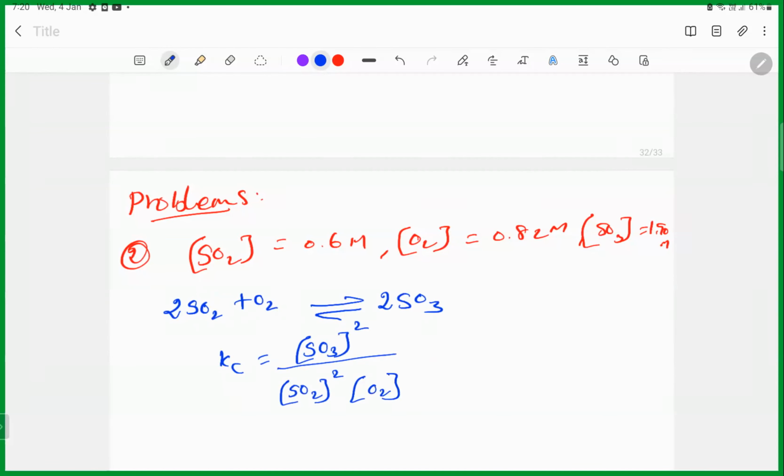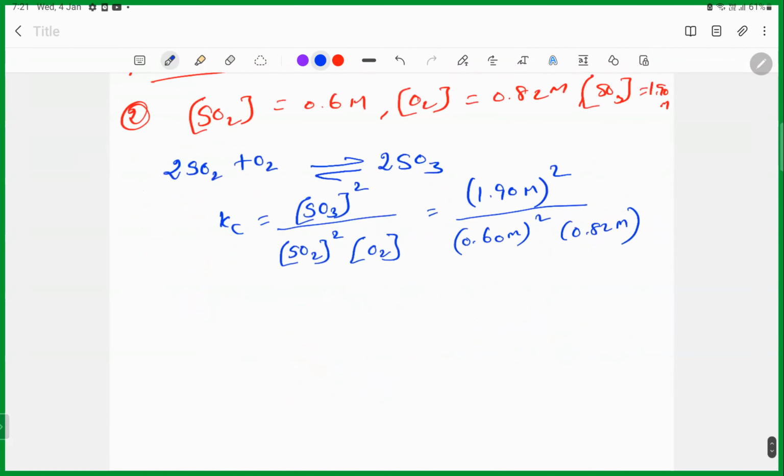So you substitute the values: 1.90 moles square divided by 0.60 moles square and then 0.82 moles. Now you answer me that question. So the moles cancel out, correct? Then what will be the answer?